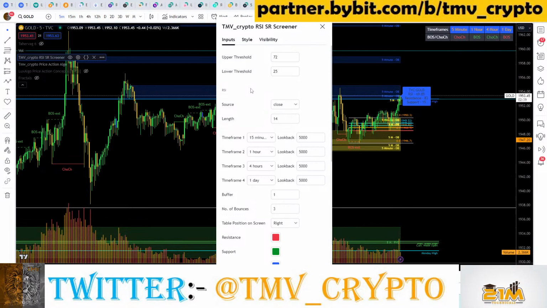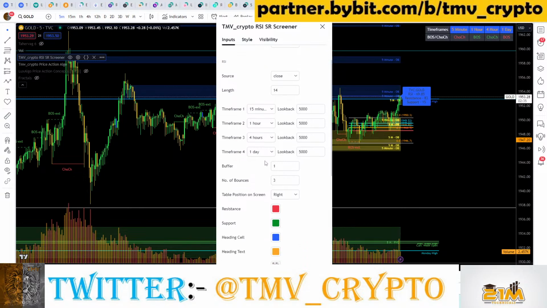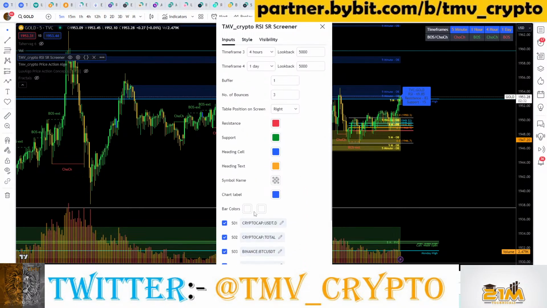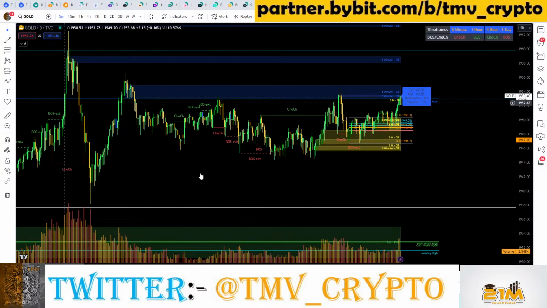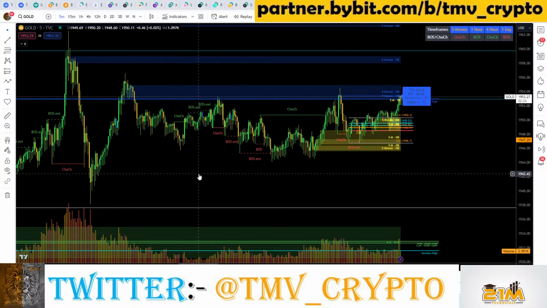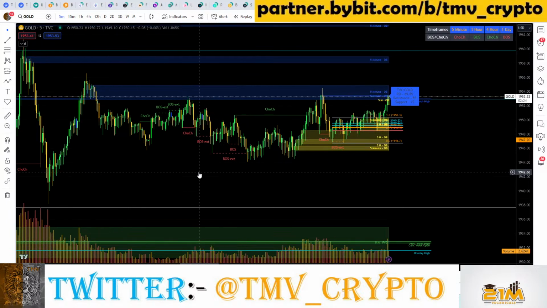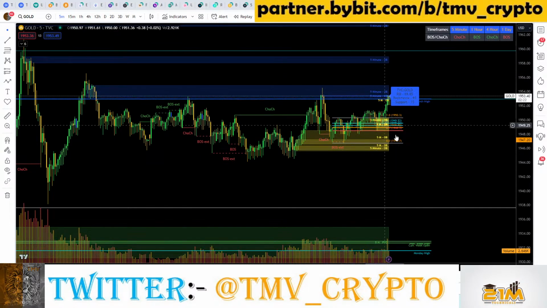So the TMV crypto RSI SR screener is really helpful. It's going to print the white candles, the white candle bar. The white candle bar tells you when it's the current candle that's forming. Basically, it's not the previous candle, it's the current candle that's forming.